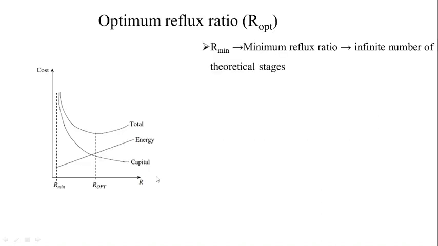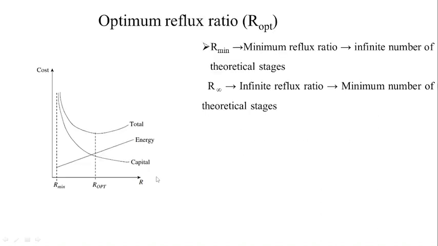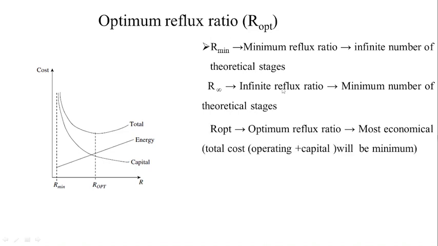So let's see what is meant by optimum reflux ratio. We have two terms, R minimum and R infinite. R minimum is the minimum reflux ratio where we require infinite number of theoretical stages. R infinity is infinite reflux ratio where we require minimum number of theoretical stages. And there is a term called R optimum, which is the optimum reflux ratio for most economical operating condition. And this R optimum will always lie between R minimum and R infinite.